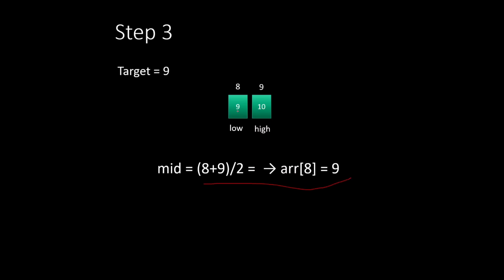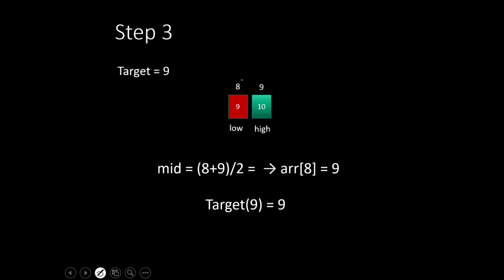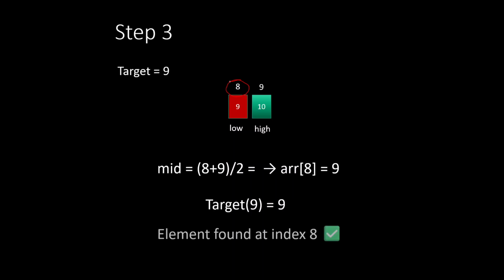Next, step 3. Again we calculate the mid. We got the mid as index 8, and the value there is 9. So here our target and the search element are the same. So the element is found. At what index did we find our target value? At index 8. So the element is found at index 8.